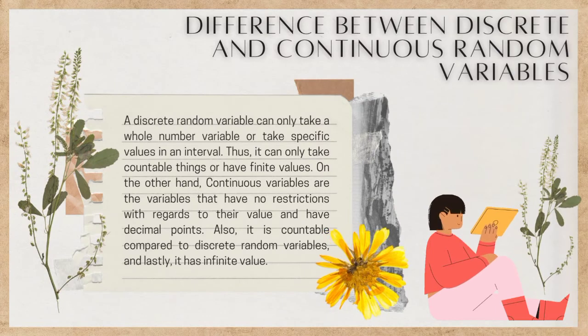A discrete data random variable can only take a whole number variable or take specific values in an interval. Thus, it can only take countable things or have finite values. On the other hand, continuous variables are the variables that have no restrictions with regards to their value and have decimal points. Also, it is not countable compared to discrete random variables, and lastly, it has infinite value.